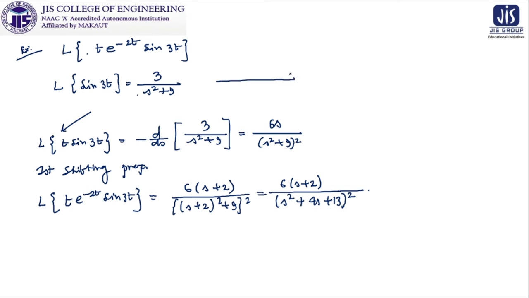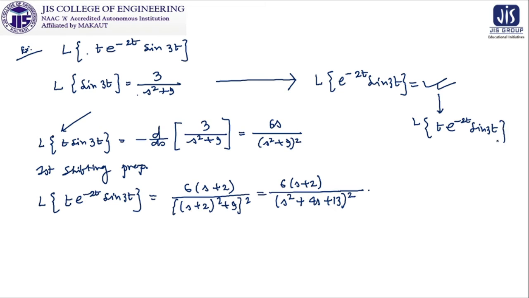But we can also think of initially applying Laplace transform of e to the power minus 2t sin 3t, that is by the first shifting property, and then applying Laplace transform of t e to the power minus 2t sin 3t by applying the formula for multiplication of t.